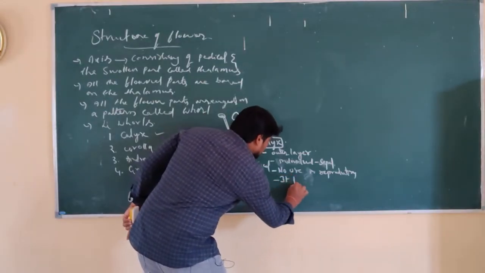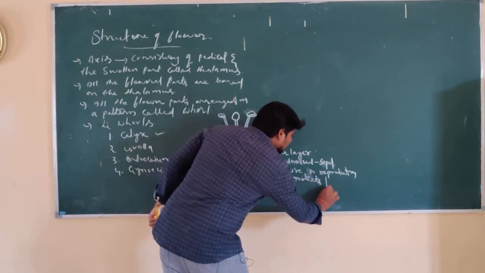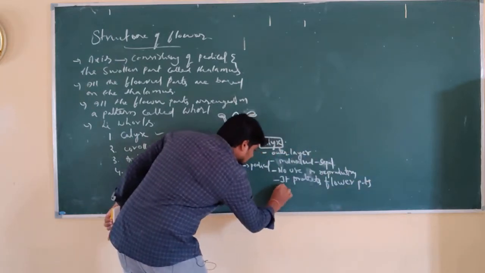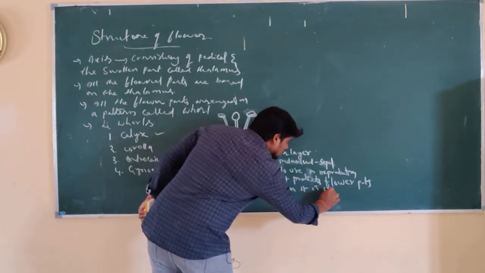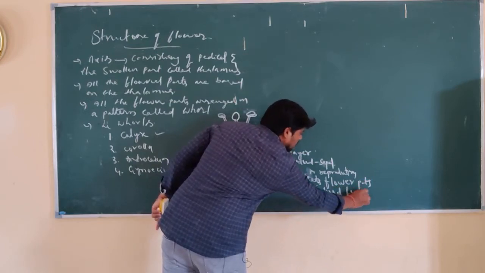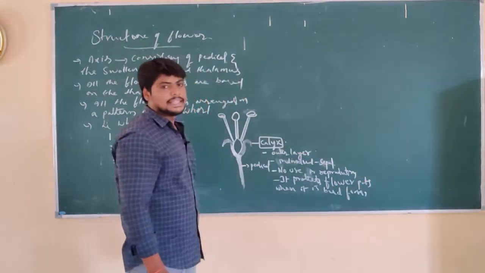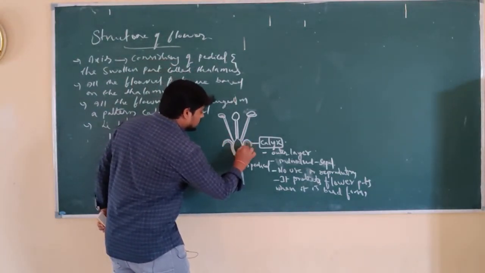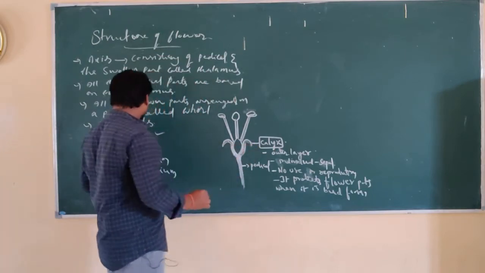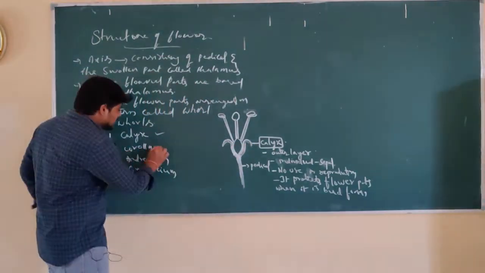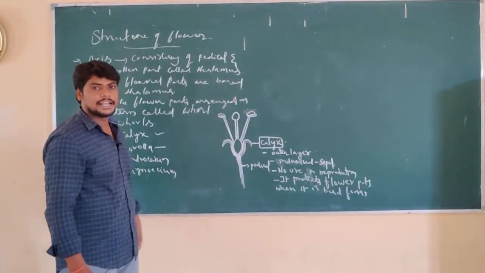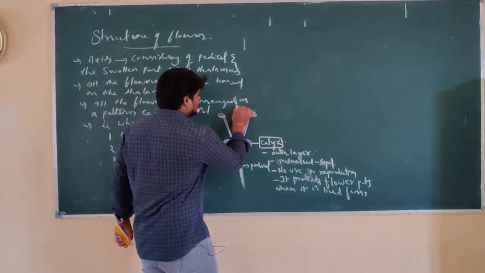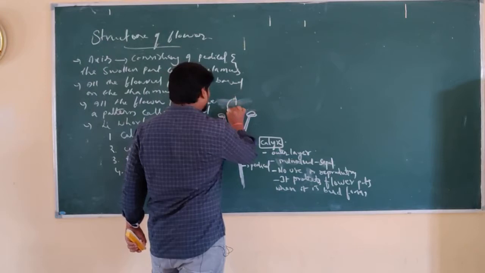So it protects the flower parts when it is in bud form. That is the important function of the calyx, and that is the first one. Next, let us discuss another important part of the structure of the flower: the second one, the corolla, which is called the second whorl, second circle, or second pattern of the flower. The corolla consists of the colorful parts of the flower.